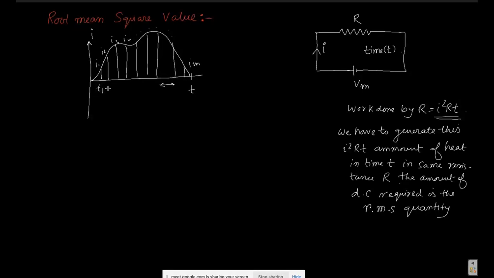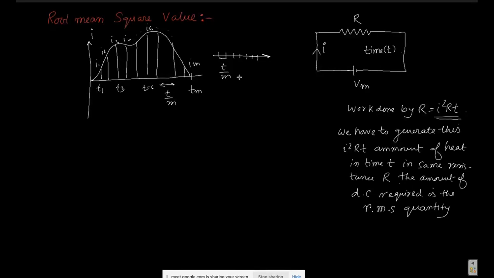This is one instant, that is at t equal to 1 second, the current at that instant is I1. If t is equal to 3 seconds, the current at that instant is I3. If t is equal to 6 seconds, the current is I6. Like this, at t is equal to tm seconds, the current is Im. Then the width of each instant is T by m. So the entire period is T and is divided into m parts.